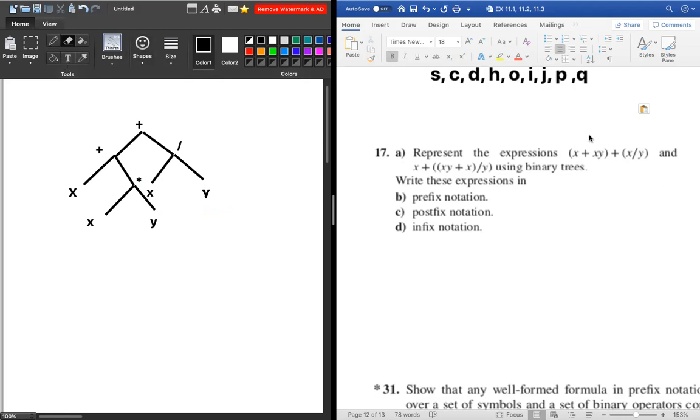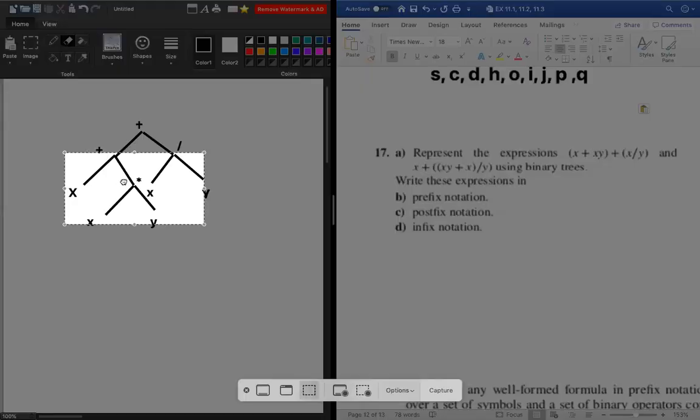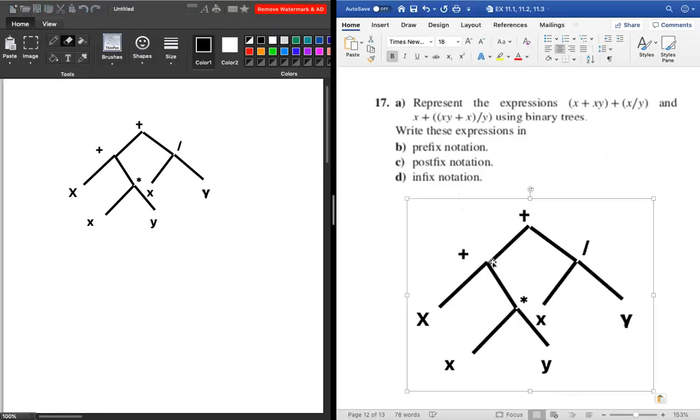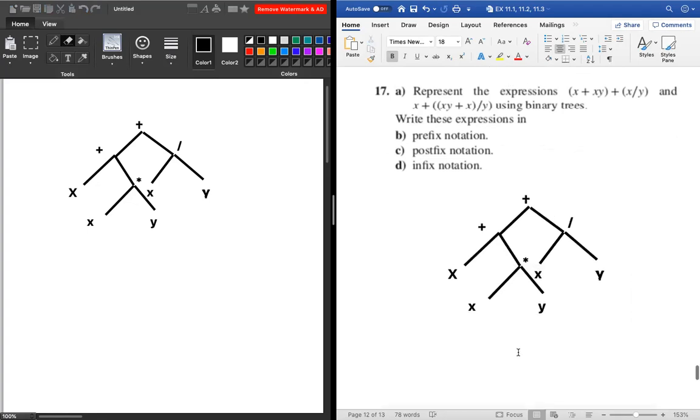So basically this expression here can be represented using this binary tree here. So I'll just take this, and then I'll put it here. So this is the binary tree equivalent of this expression. The next one is write these expressions in prefix notation. So I will have to do the prefix traversal of this tree now.